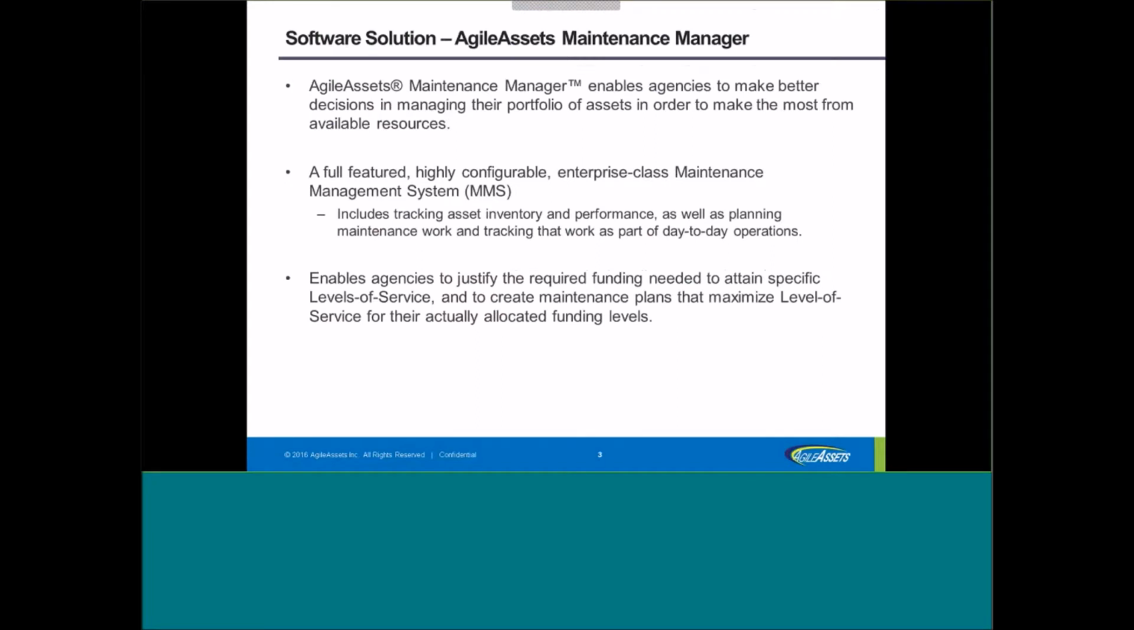So the software solution that we have at AgileAssets, called our Maintenance Manager product, is really the answer to that market problem. We're trying to really enable agencies to make better decisions and really manage that portfolio of assets that they have or that they're responsible for, and ultimately to make the most of those available resources. So that's their actual labor, their equipment, their materials, but also their money.